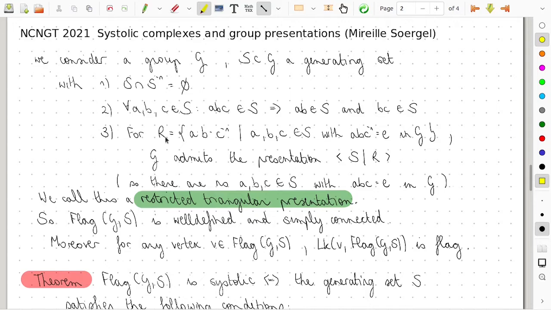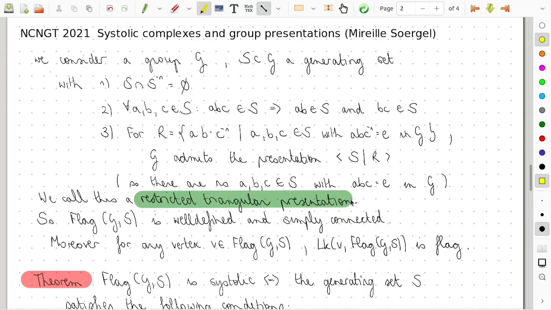The third condition is that the set R of all possible relations of length 3 among the generators should have the following form. Those relations should all be of the form ABC inverse equals the identity. In particular, this means that there are no 3 generators A, B, C such that their product is the identity in G. We call such a presentation a restricted triangular presentation.